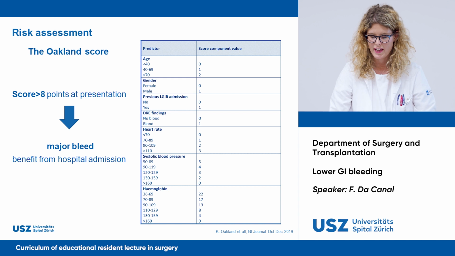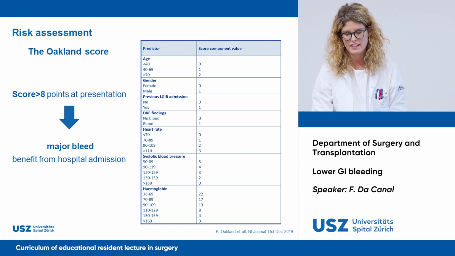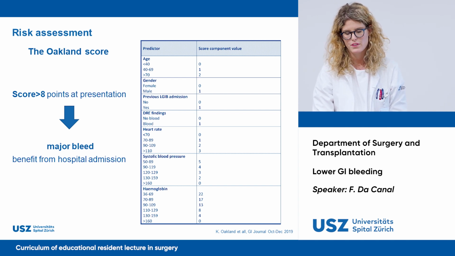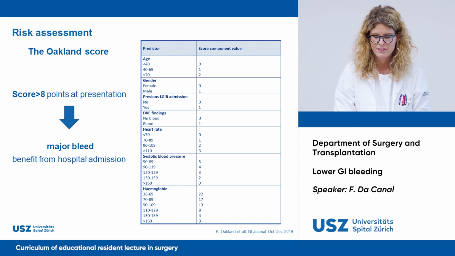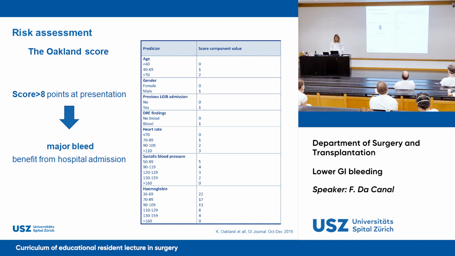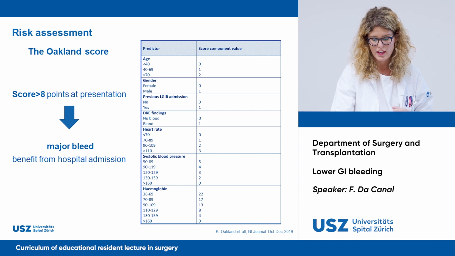To better classify a stable lower GI bleeding in order to understand the need of hospitalization, a risk assessment tool called the Oakland score can be used. The Oakland score classifies stable bleeds as major and minor. It comprises 7 variables that are routinely measured during initial clinical assessment, such as age, gender, previous hospital admission with lower GI bleeding, digital rectal examination findings, heart rate, systolic blood pressure, and hemoglobin value.